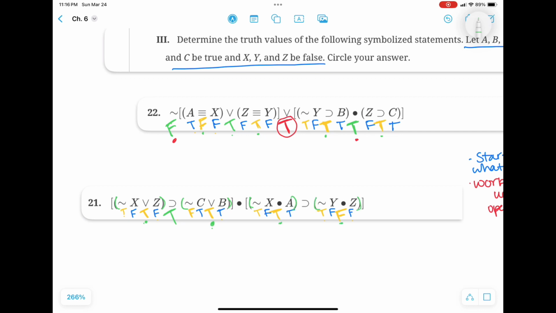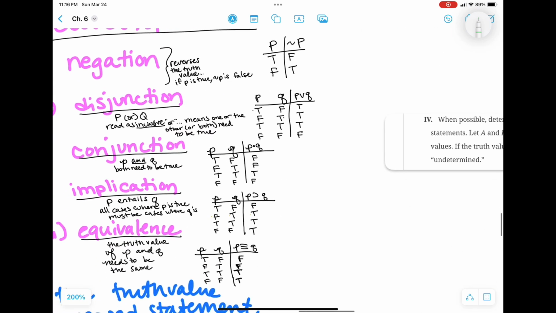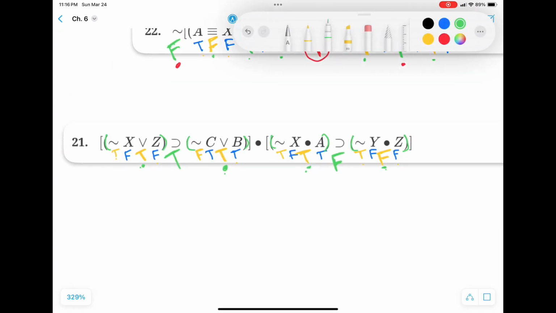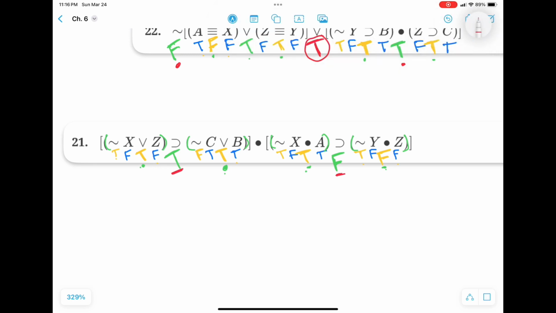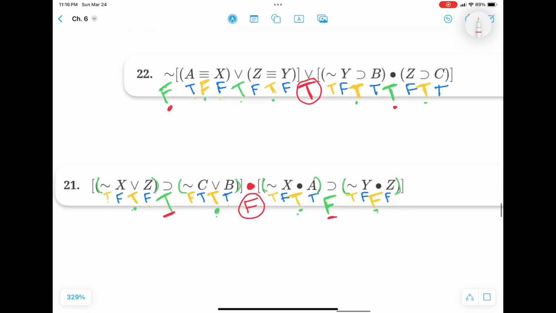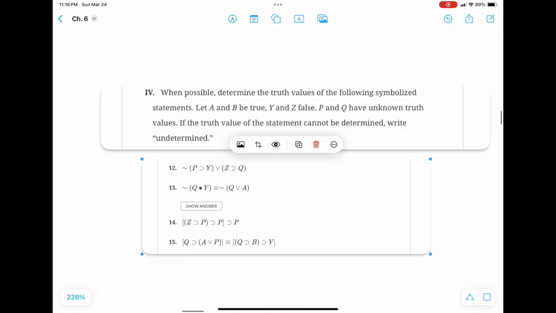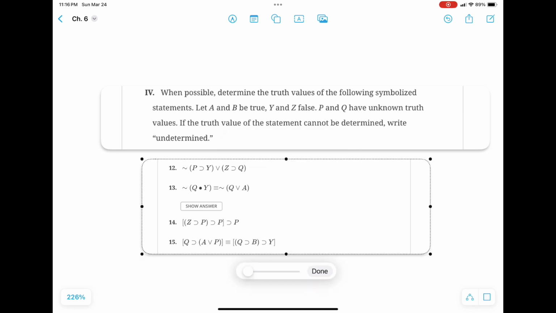Since both implicata are true, that makes it true. Since P is true and Q is false in the second one, so see the T, then F makes that F. But then, since we have a true and a false for a conjunction, that makes the conjunction as a whole false. The main operator in that one was a conjunction, so the whole overall thing is false.